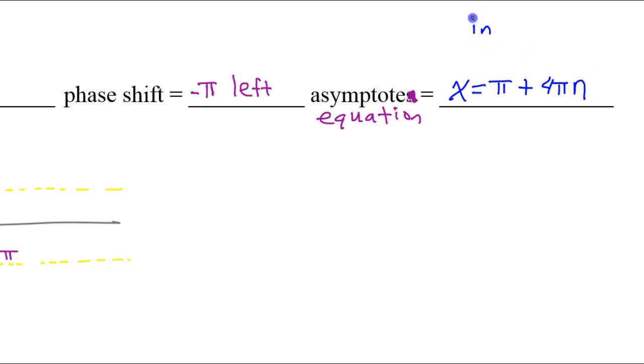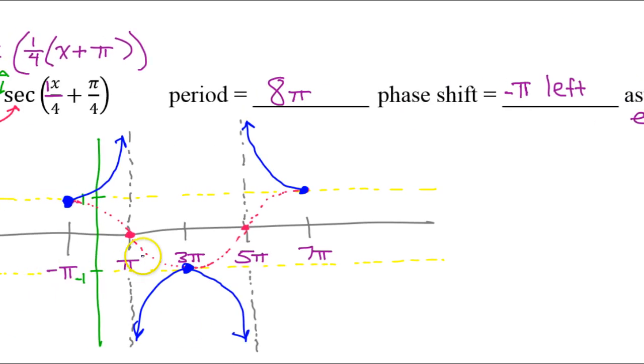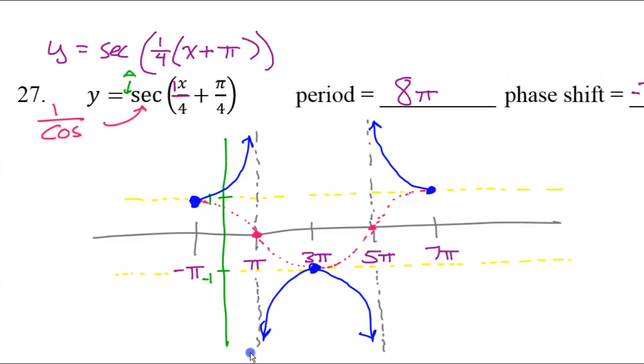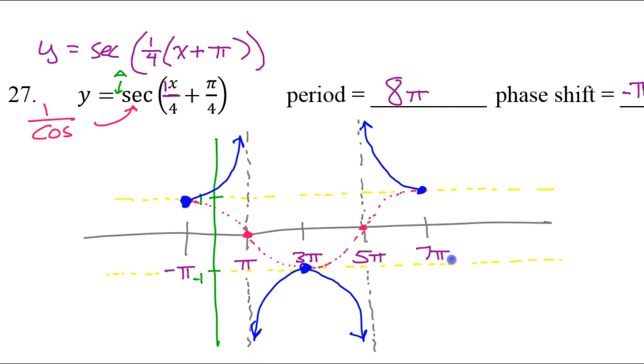If n is an integer. Okay, and you have to mention that. Integers can be negative as well, or even 0. So if n is 0, it gives us the original asymptote that we started with. But if n is negative, it starts to give us the asymptotes going to the left. So that is the asymptote equation. Alright, that's going to do it for number 27.